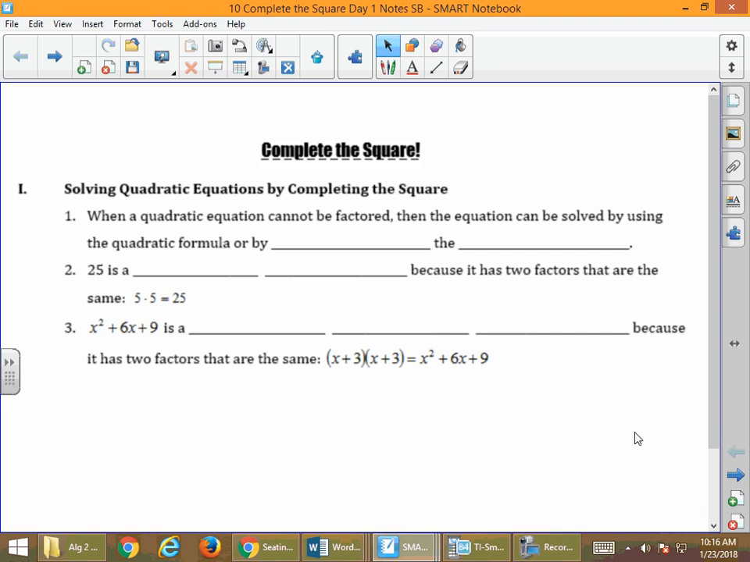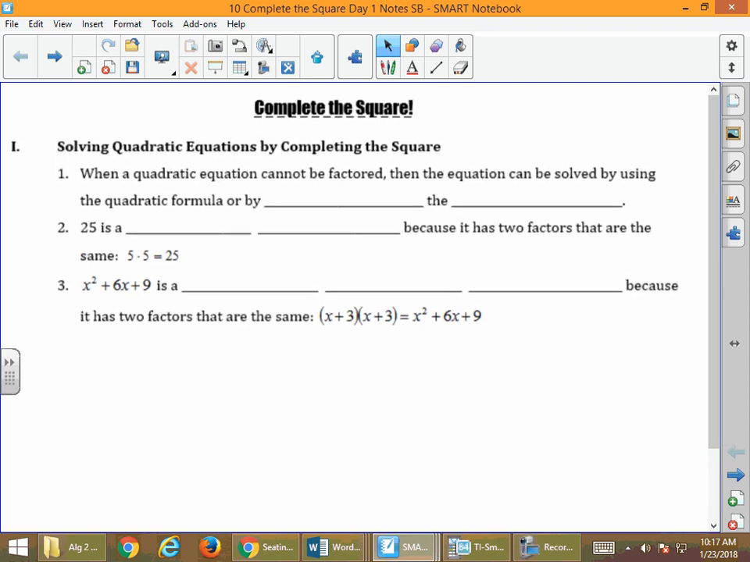Today we're going to talk about another method for solving a quadratic. So far, we started with solving by factoring. Then we did solving by graphing. Most recently we've done solving by the quadratic formula. And now our next method is called completing the square.